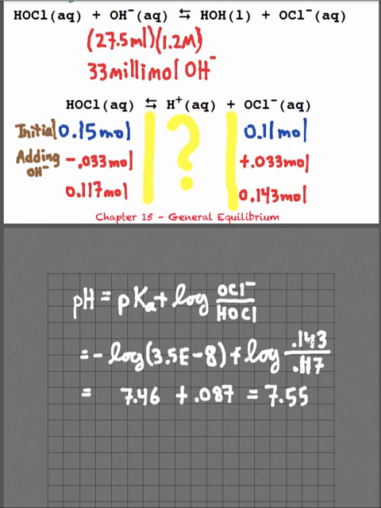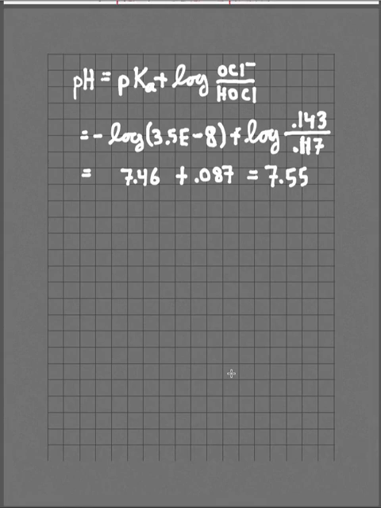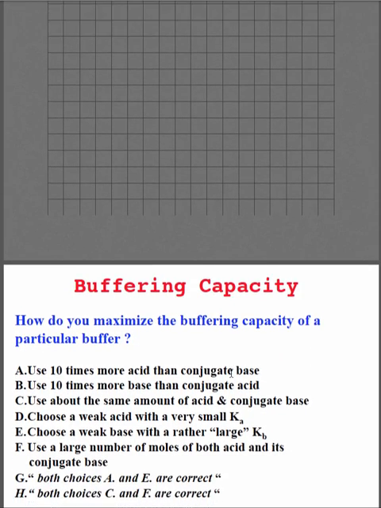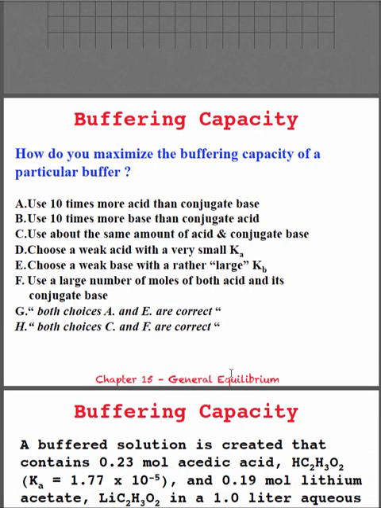Now I can neutralize 0.143 moles of acid that might enter into the system because it would react with the conjugate base here. Or I could neutralize 0.117 moles of base that might react with this HOCl. When you first hear about this, I'm not sure it makes a lot of sense. You're going to have to go digest this and think about it and struggle with it a little bit.